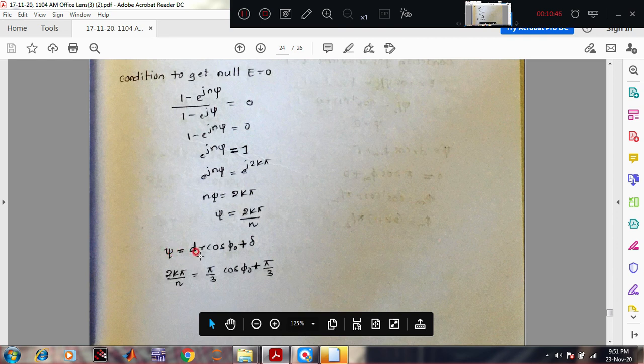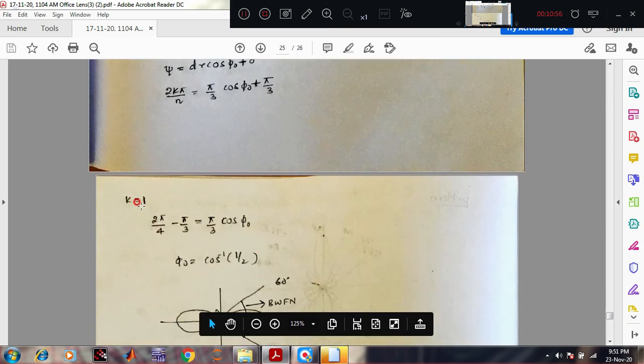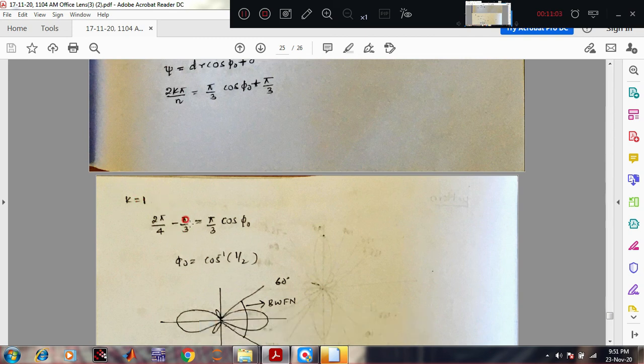So psi is equal to d r cos phi naught plus delta, 2k pi by n is equal to pi by 3 cos phi naught plus pi by 3. Therefore, if I substitute k as 1, 2 pi by 4 minus pi by 3 is equal to pi by 3 cos phi naught.